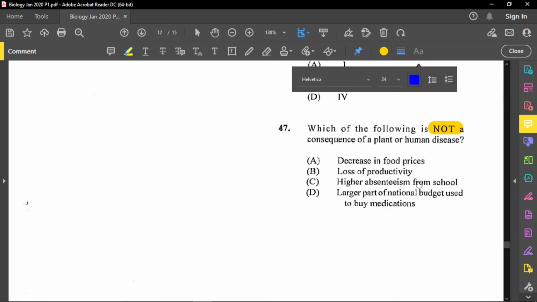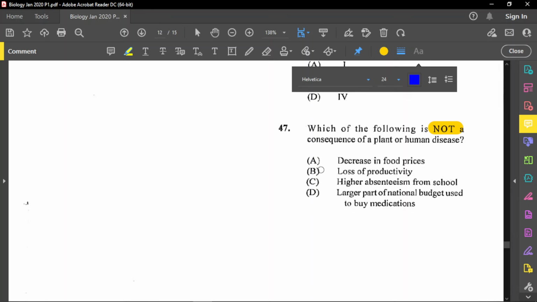Not necessarily. No. Something not right with that one. Loss of productivity. Oh yeah, this one I missed something here. Yeah, B is good. Loss of productivity means that if you have the least amount of food producing, then yes. All right. So which of the following is not a consequence of plant or human diseases. All right. So loss of productivity is a good answer right here for 47.